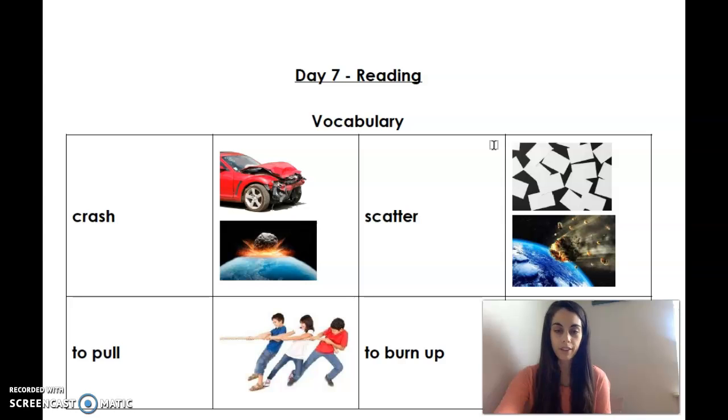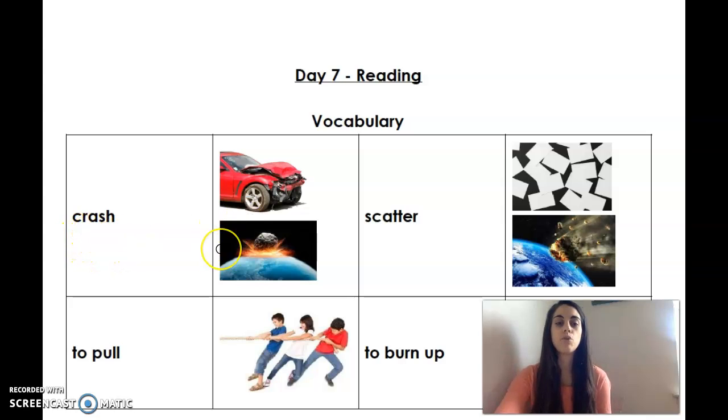Next, we're going to talk about the words. First, look at the words and the pictures and see if you can guess the meaning. Guess, adivinar. See if you can guess the meaning. Pause the video and continue when you're ready. Okay, nice job. Now we're going to talk about the words.